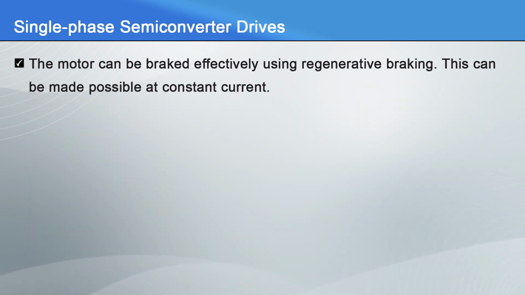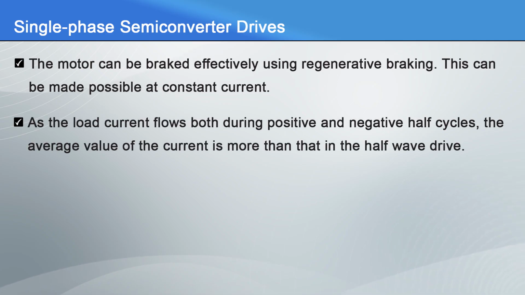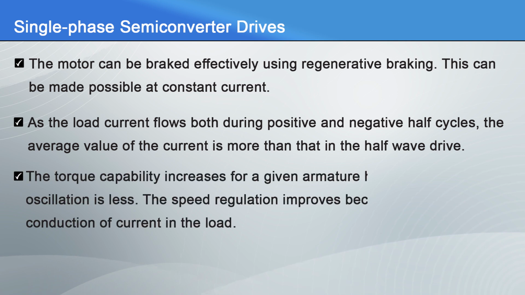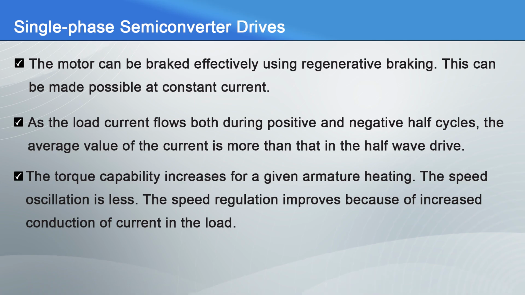The motor can be braked effectively using regenerative braking. This can be made possible at constant current, as the load current flows both during positive and negative half cycles. The average value of the current is more than that in a half wave drive. The torque capability increases for a given armature heating. The speed oscillation is less. The speed regulation is improved because of increased conduction of current in the load.